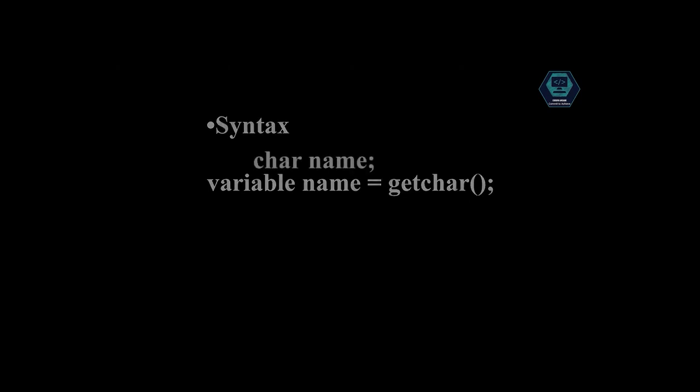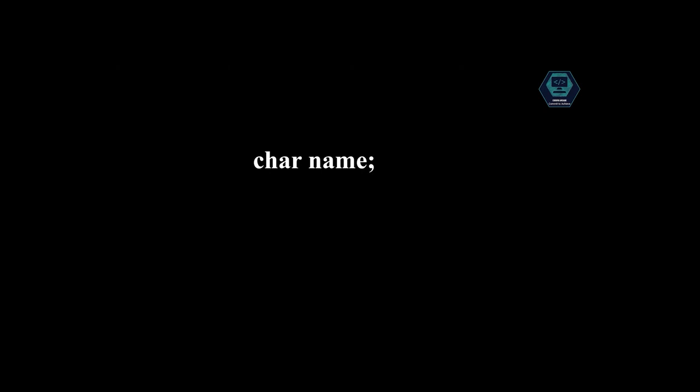For example, char name and then name equal to getchar. It means that getchar takes the character from the keyboard and then it assigns this character to the name variable, which here you can see it has been set to the character data type. The name variable is of the character data type. So getchar reads a character from the keyboard and then it assigns that character to the name variable. So this is the use of the getchar function.